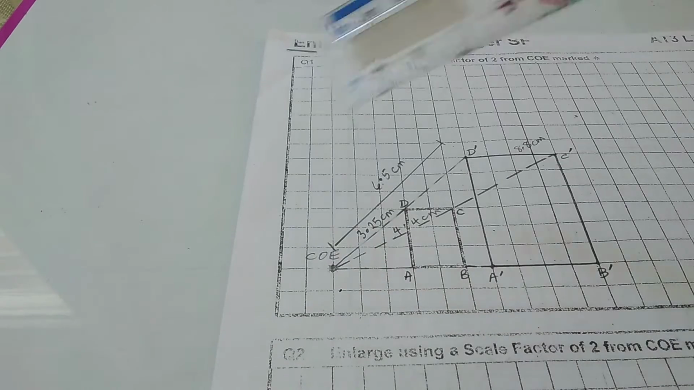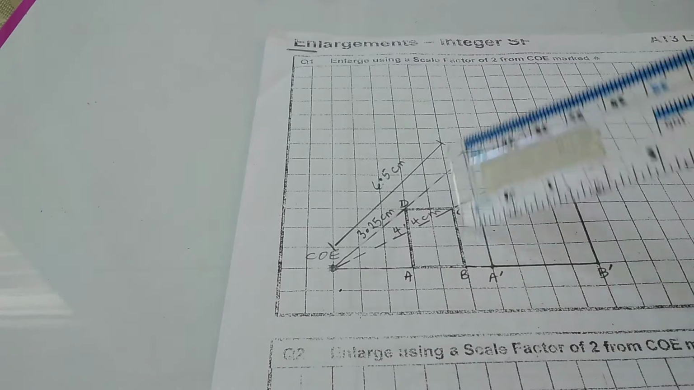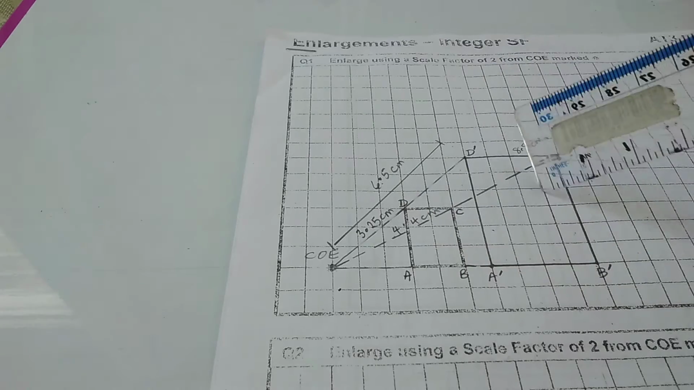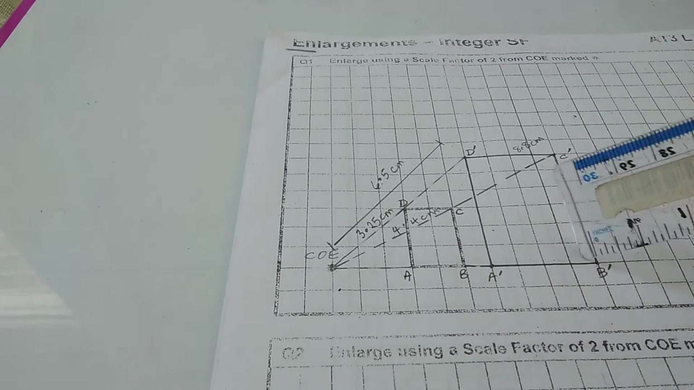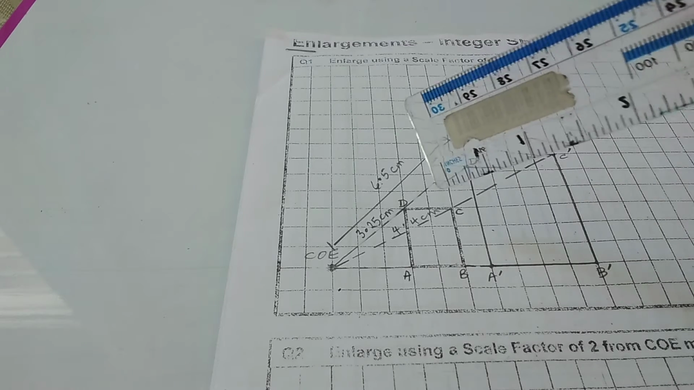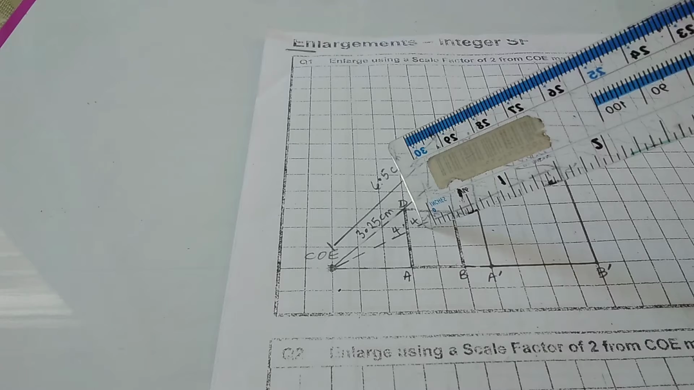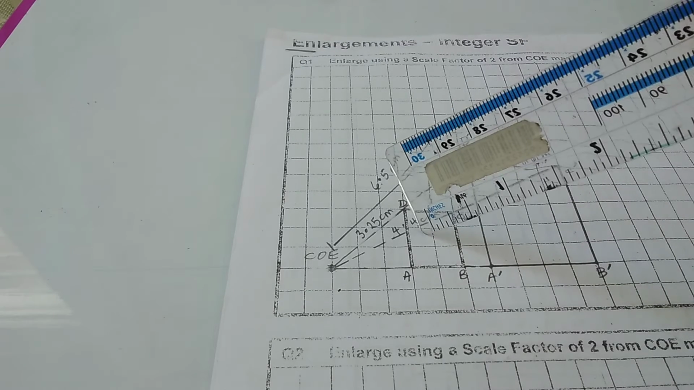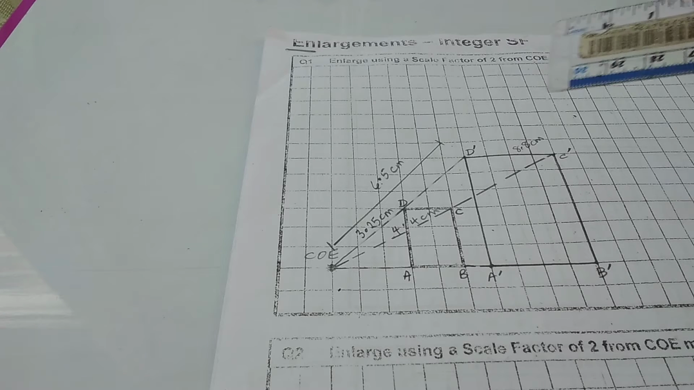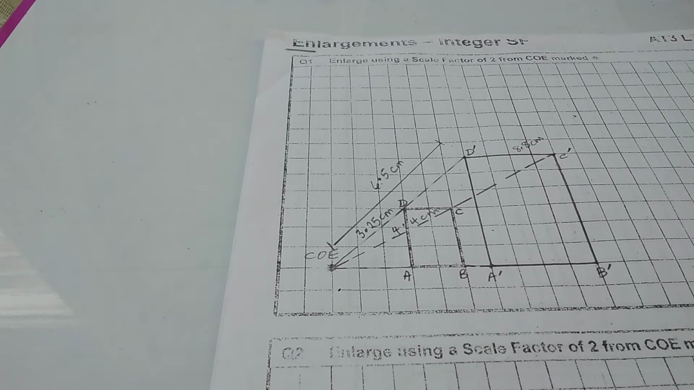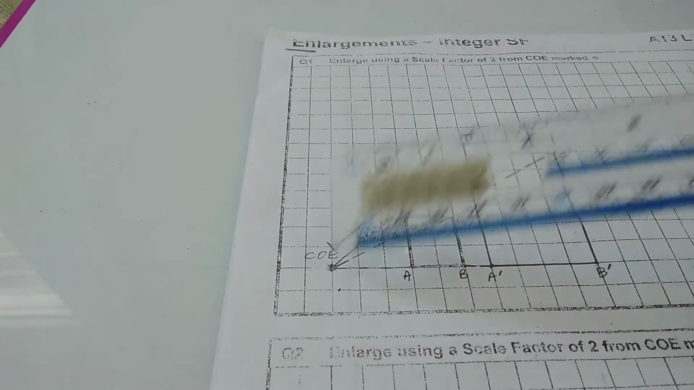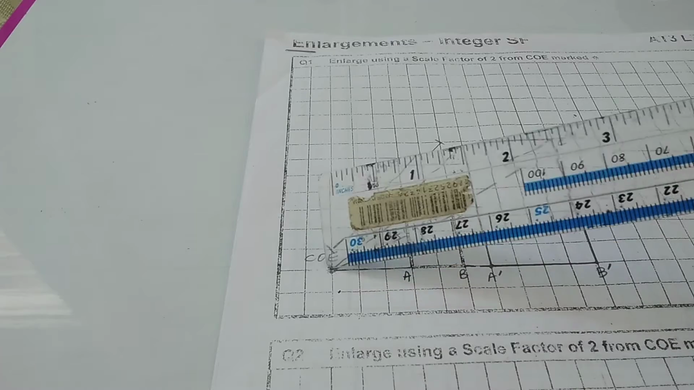So the asterisk is there, and this is the object. I enlarged the object, and this is what I get as the final image. The scale factor is 2, which means the size of the image will be 2 times the size of the object. So here are some things you need to know. When the scale factor is greater than 1, both the object and the image would be on the same side of the center of enlargement.